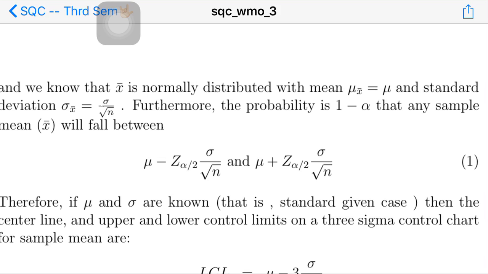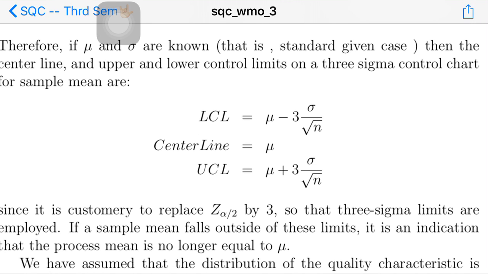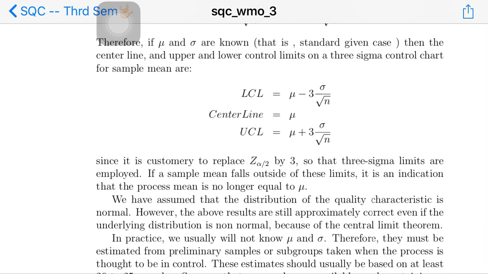Okay, so if mu and sigma are known, you can use the control limits as LCL is equal to mu minus 3 into sigma by root n, central line is equal to mu, and UCL is equal to mu plus 3 into sigma by root n, provided that mu is known and sigma is known. Okay, and whenever a sample point or a sample mean falls outside of these limits, it is an indication that the process mean is no longer equal to mu.